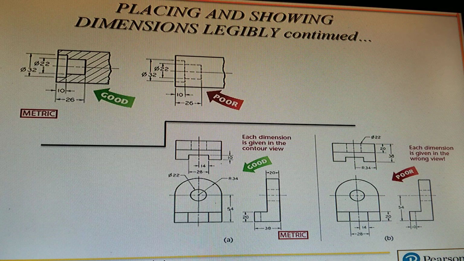You do not dimension hidden lines. So to be able to show that and be able to dimension that, they may put that in a section view on the left, and then they could put the dimensions in.